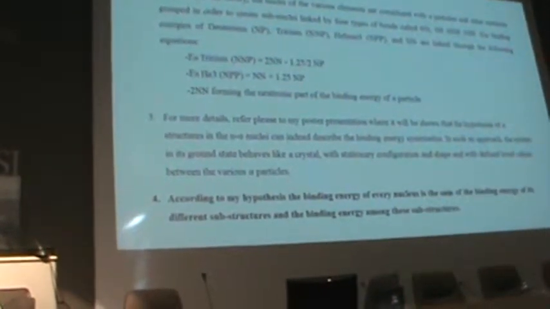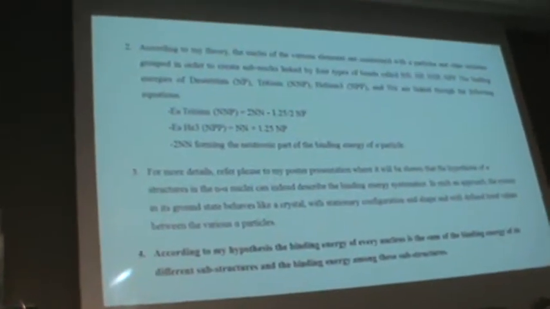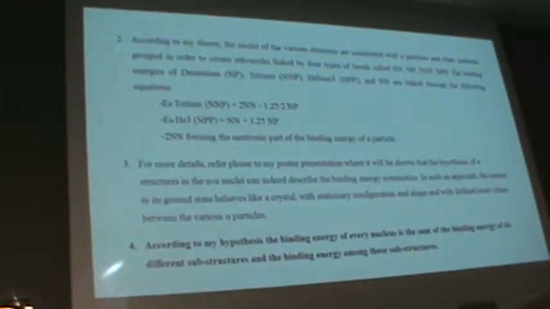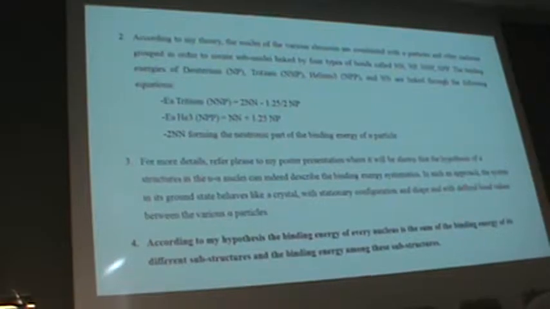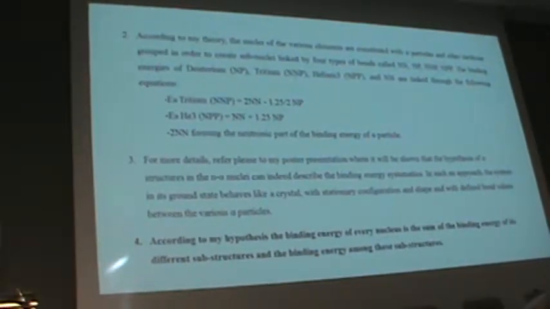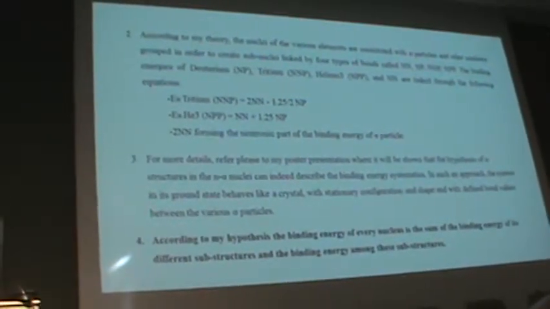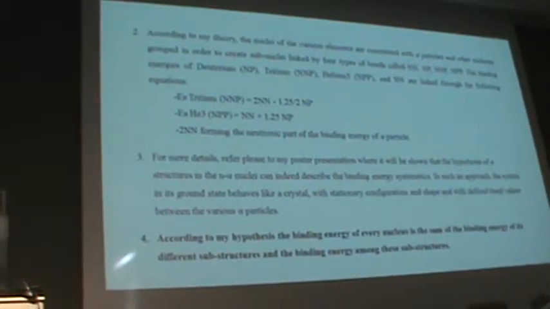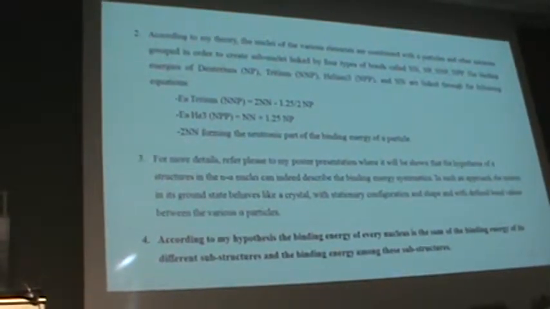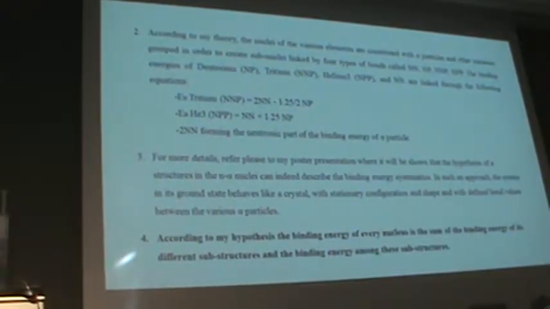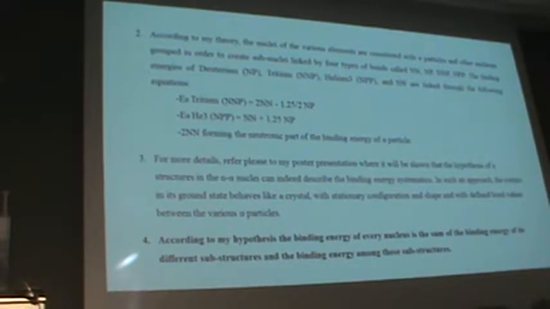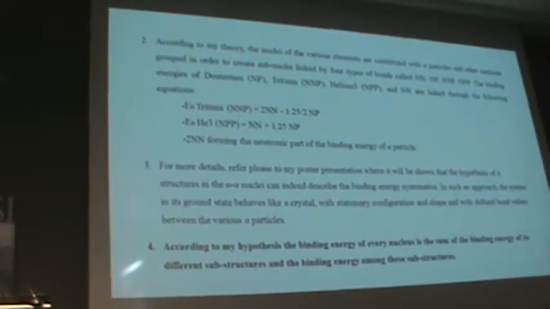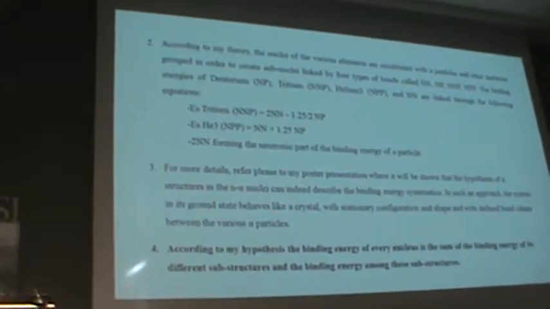So according to my theory, the nuclei of the various elements are constituted with alpha particles and other nucleons grouped in order to create subnuclei linked by four types of bonds. I have called for facility NNP, the binding energies of deuterium, which is NP, tritium NNP, helium-3 NPP, and NN, are linked through the following equations.